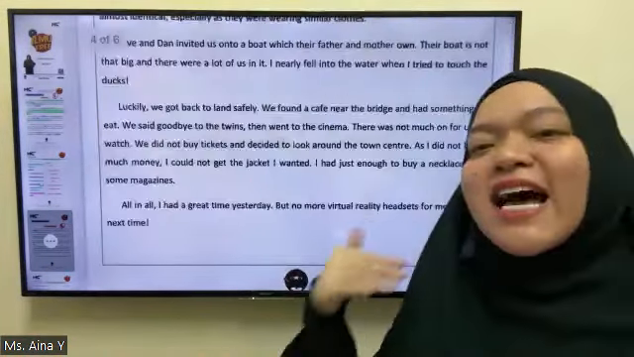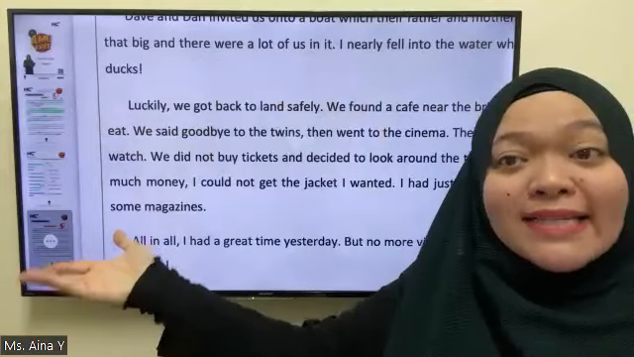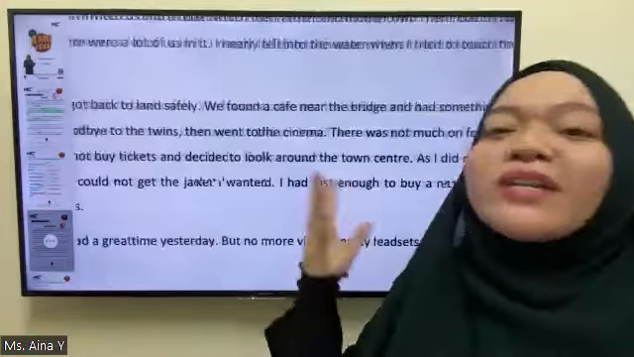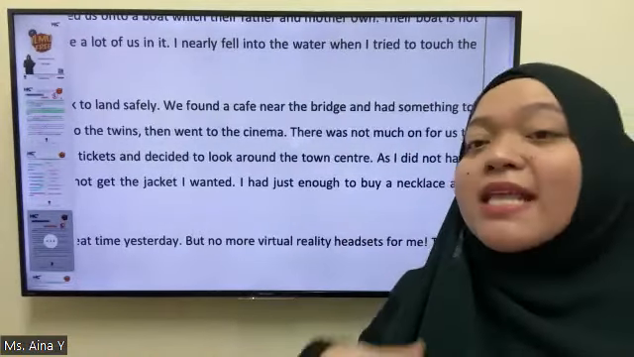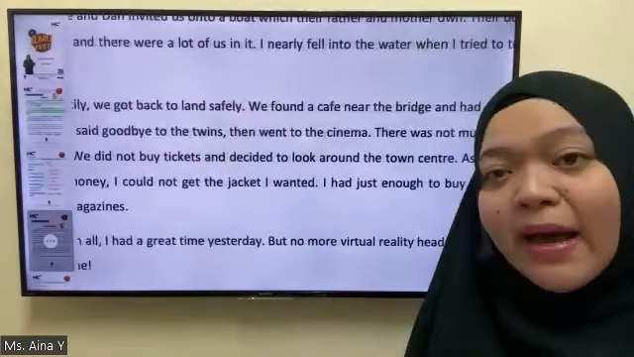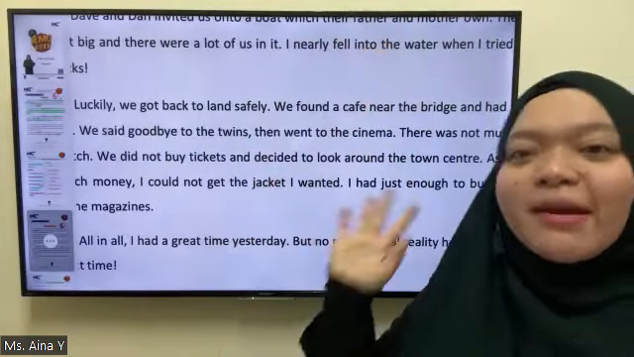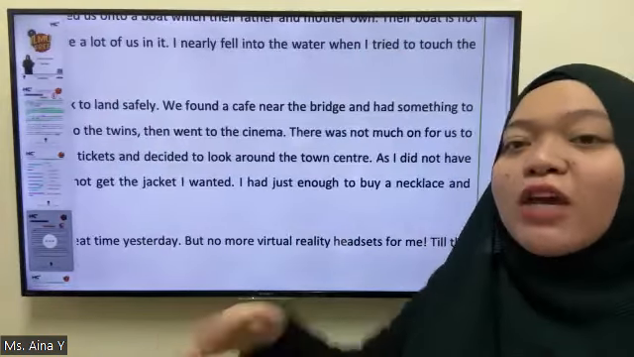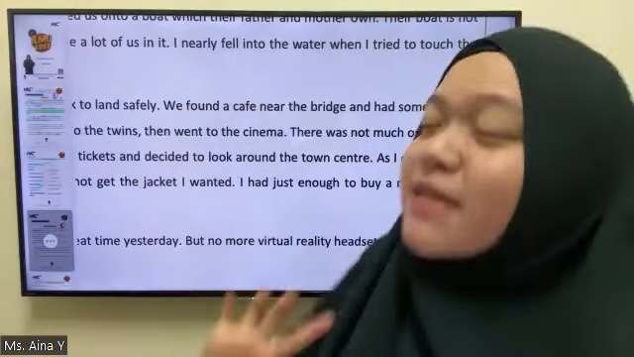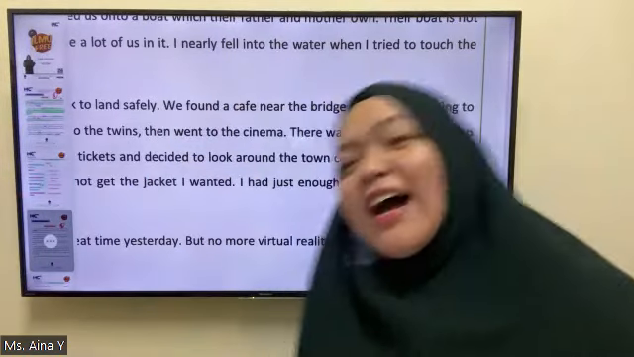Okay, so those are the last two paragraphs. Remember, they were on the boats and then they got back to the land safely. And then what did they do after that? They found a cafe and had some meal there. Then they said goodbye and went to the cinema. But when they got to the cinema, there was not much on for them to watch.